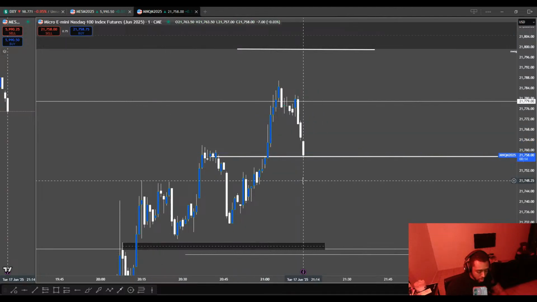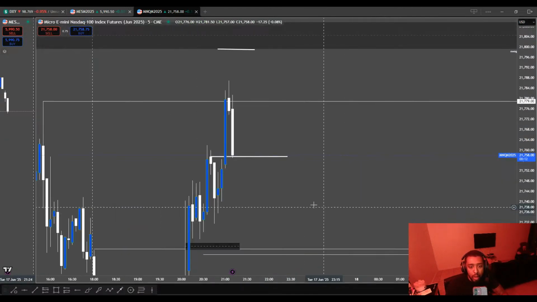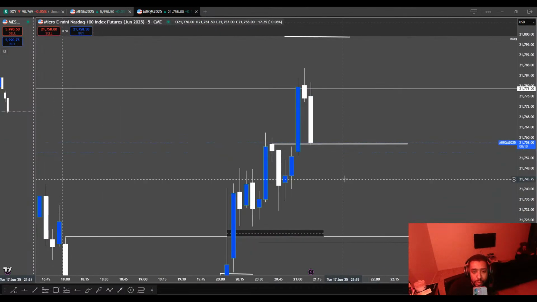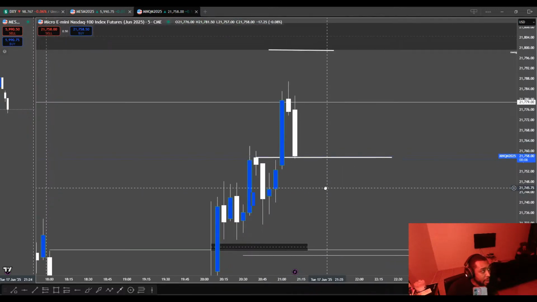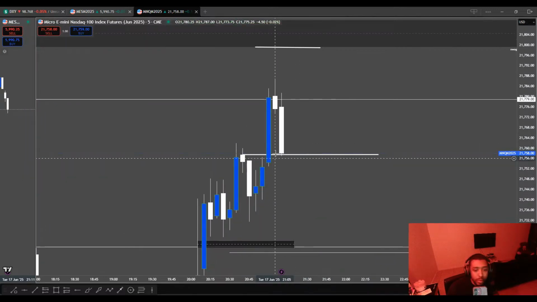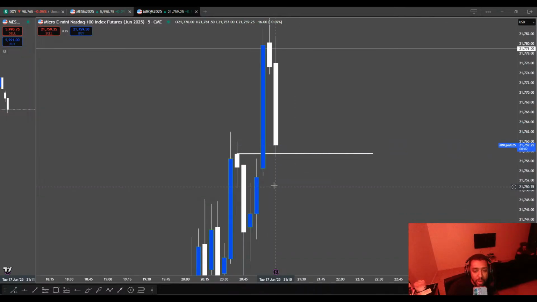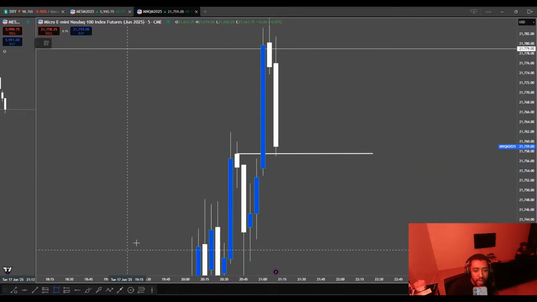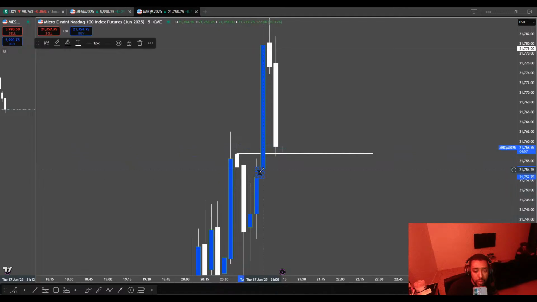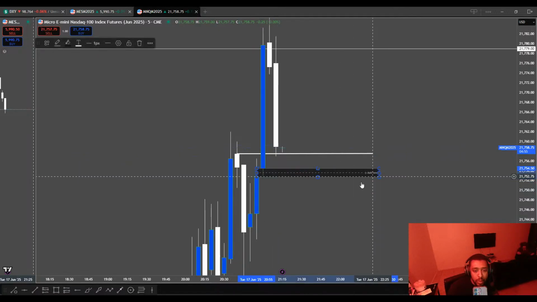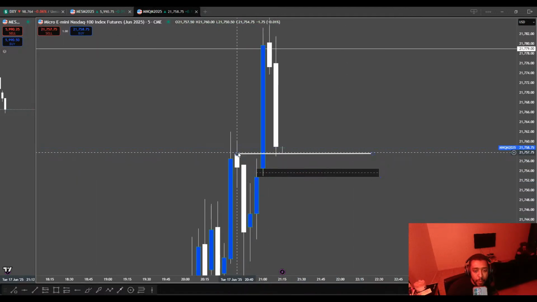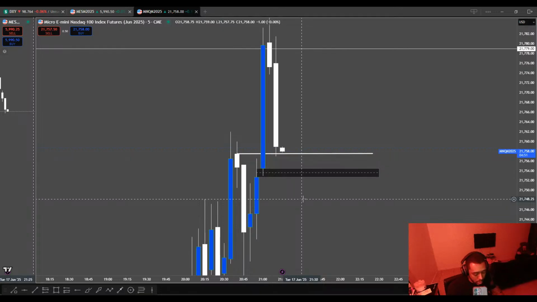Oh, I'm tripping. Let me go to a 5-minute. Yeah, so we're back at that order block on the 5-minute. And we left a small little volume imbalance right here. Let's see if this wants to get filled in. So we got the order block on the 5-minute, and the volume imbalance.